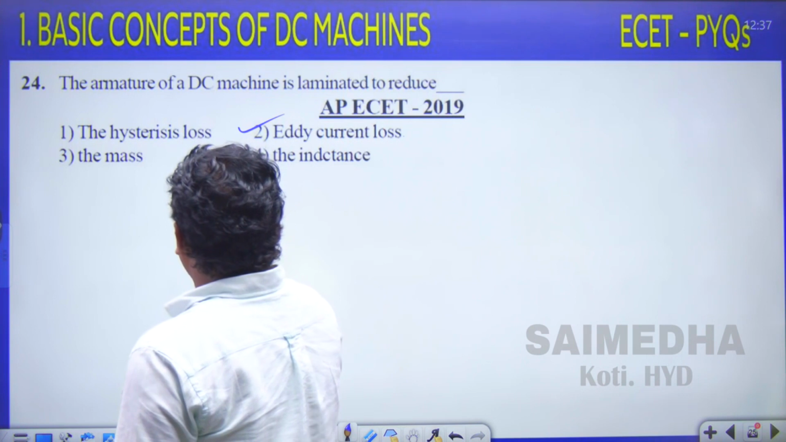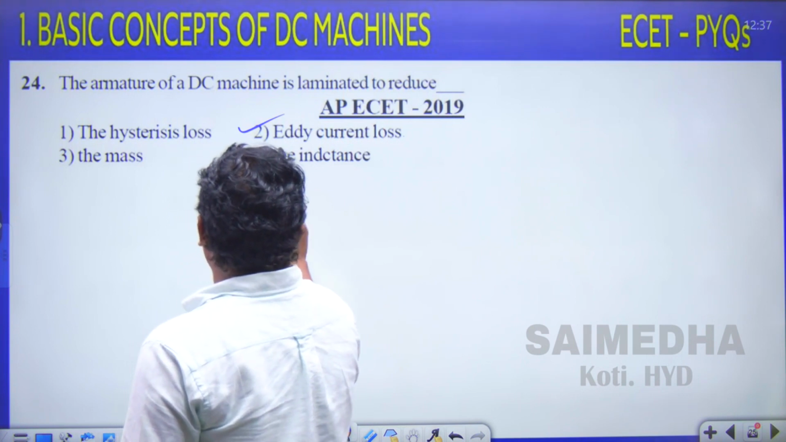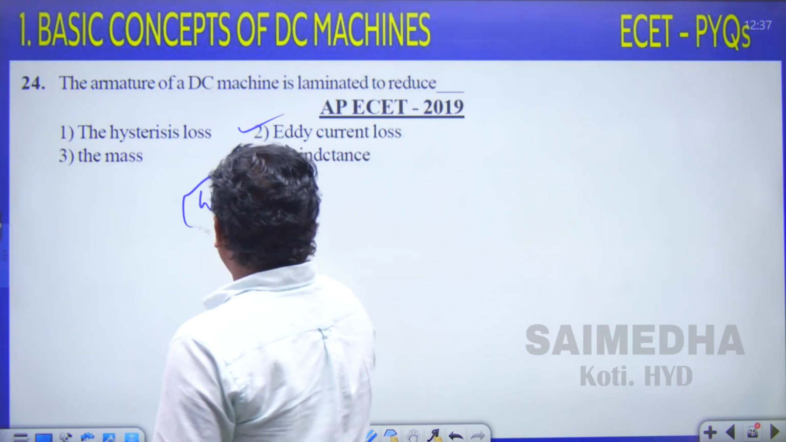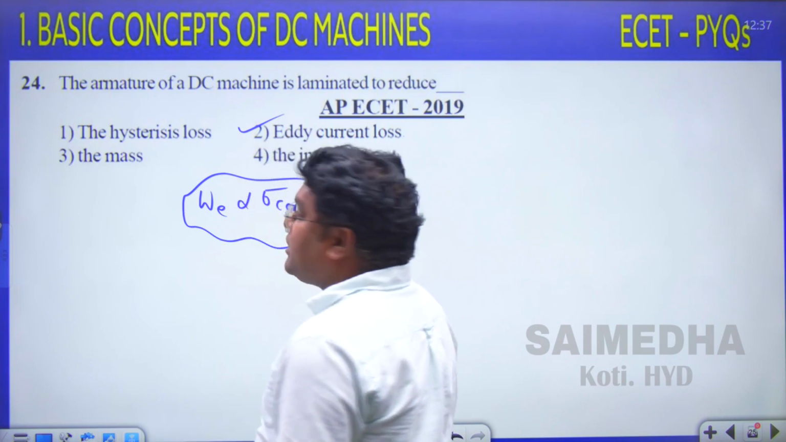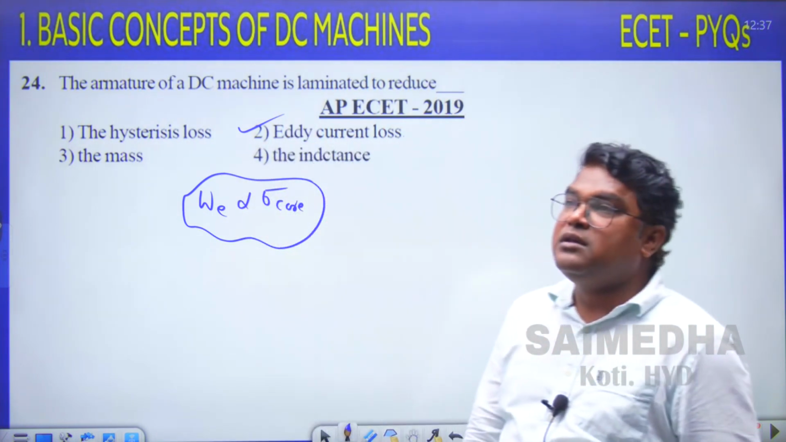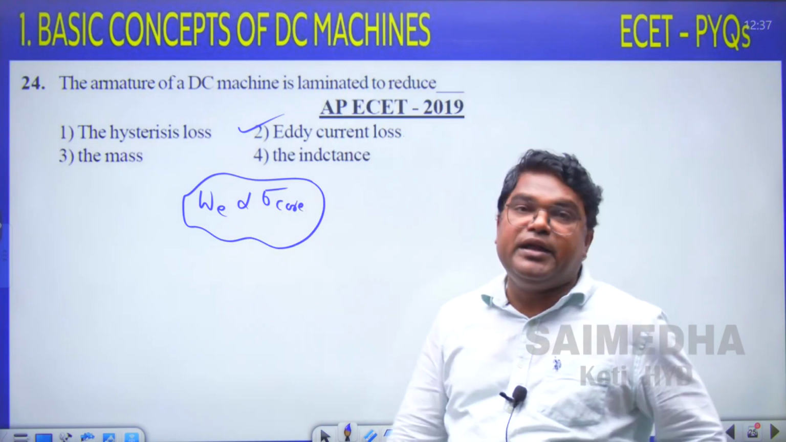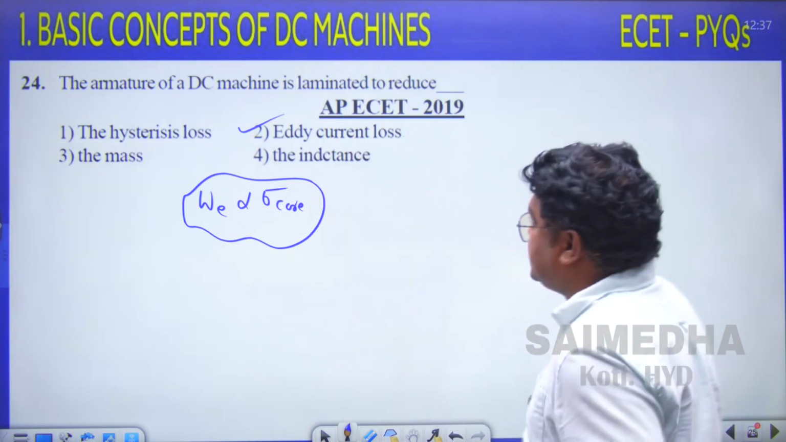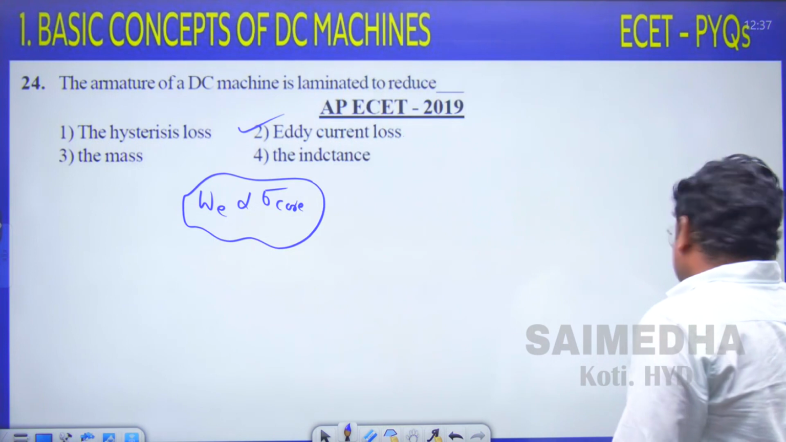Eddy current loss is always directly proportional to the conductivity of the core. So by laminating the core material, the conductivity of the material decreases, and with the decrease in the conductivity, eddy current losses will be decreased. So option 2 is correct for this question.